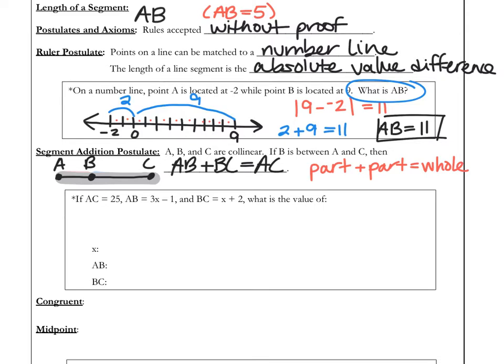So our example, and this is what you'll see a lot of: if AC is 25, okay, pause, you're going to draw a picture. So we have AC. AC is 25, and then we have B in between it. So put B right here. We know that the entire thing, AC, is 25. It tells us that AB is 3x minus 1, label that. And BC is x plus 2, also should label that.